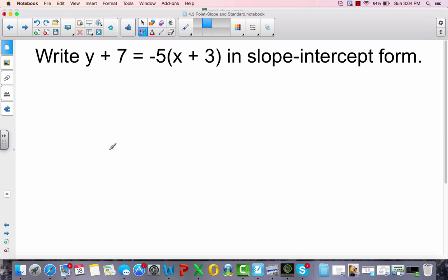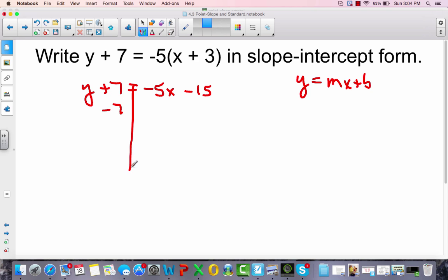All right, your turn. Write this in point slope in slope intercept form. Remember, it's y equals mx plus b. Pause the video and then get back with me. First thing we do is distribute. That gives us negative 5x minus 15. Go minus 7 and minus 7. That gives us y equals negative 5x minus 22. Did you get that?